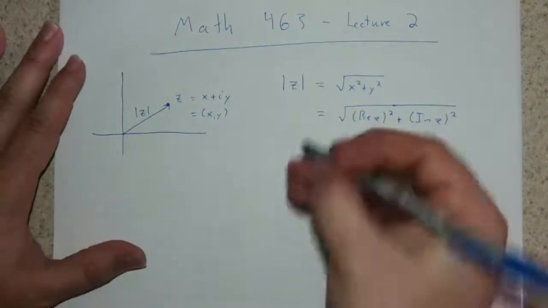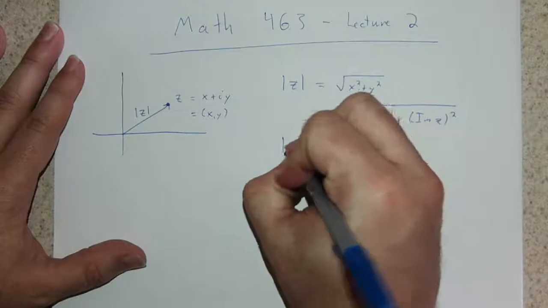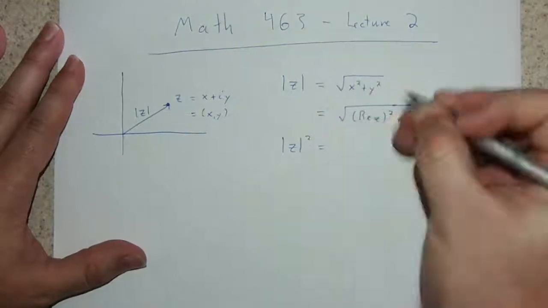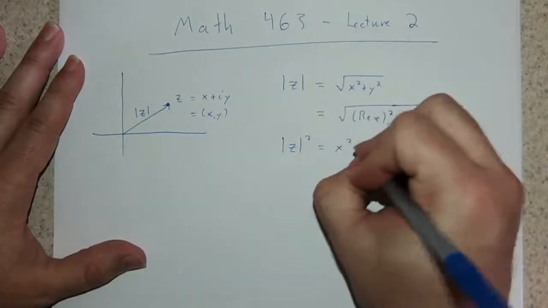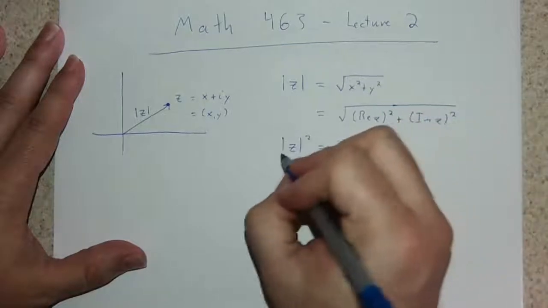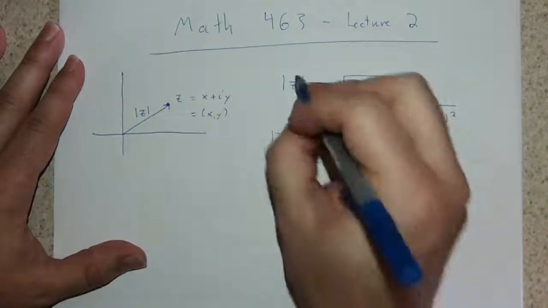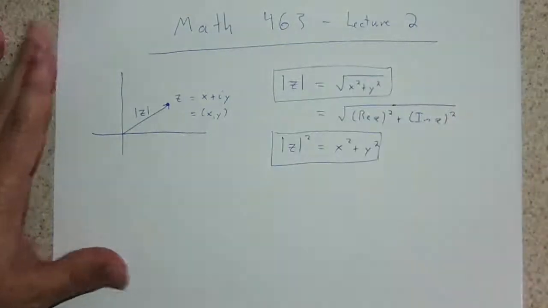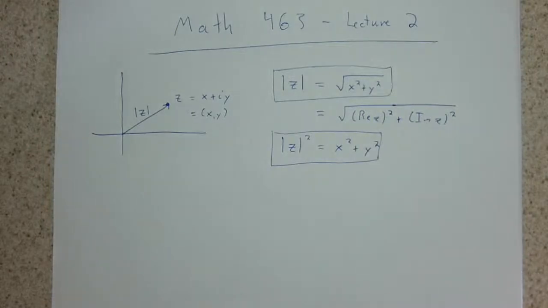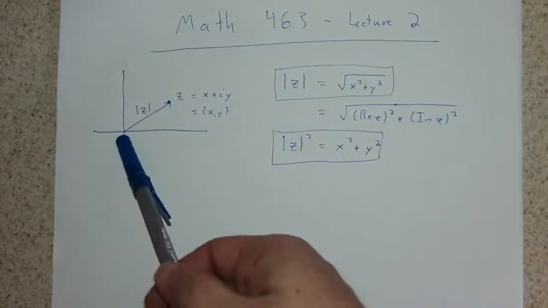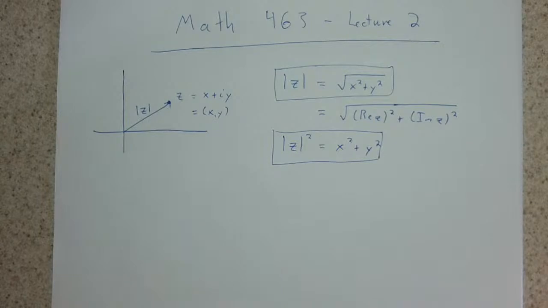Of course, an alternative way of thinking about this is that if you square the modulus, that's the sum of the squares of the real and imaginary part of the number. However you want to think about this, we first encounter this as the distance from the origin to the point xy. So that's the length of that vector, and that's what the modulus is computing here.